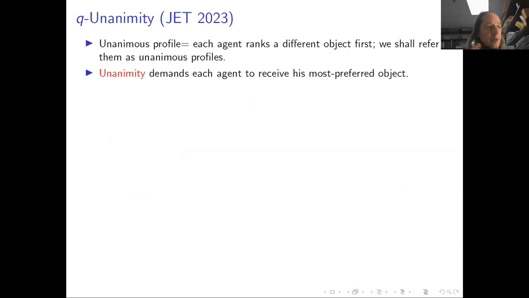Let's look at unanimity. A unanimous profile, again, is a profile where everybody ranks a different object first. This is like a nice situation, so any agent can then get his most preferred object.